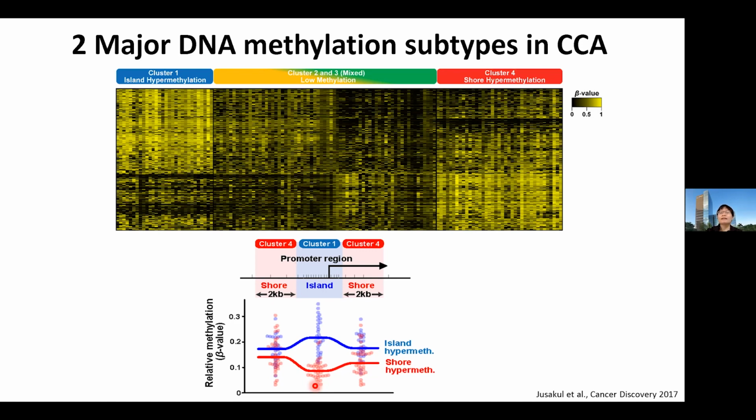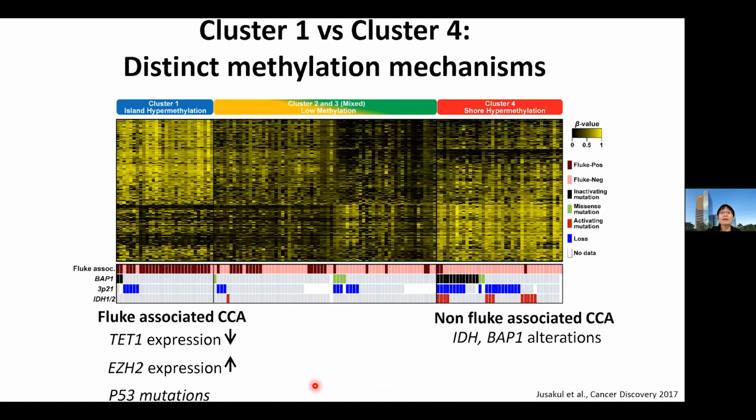We found that the hypermethylation pattern could be driven by distinct methylation mechanisms. So for cluster 1, there's reduced TET1 expression and increased EZH2 expression, which are known to be associated with DNA hypermethylation.